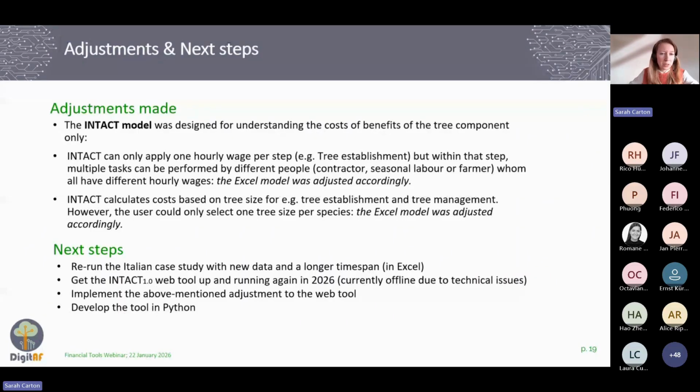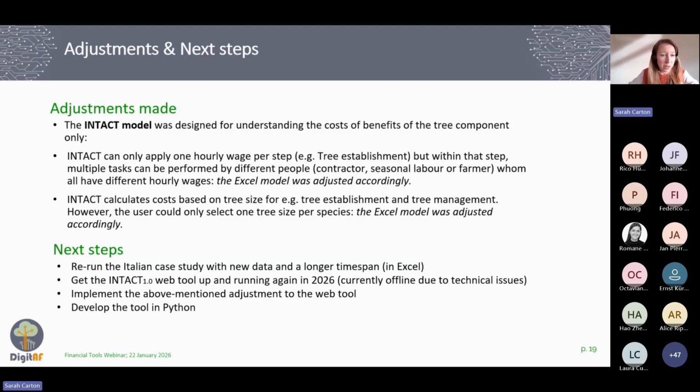And we already made some adjustments in the Excel model. Intact can only apply 1 hourly wage per step, but within that step, multiple tasks can be performed by different people. For instance, if I want to plant the trees, maybe 50% could be done by the contractor and 50% by the farmer, but that was not possible. Now it was adjusted accordingly.